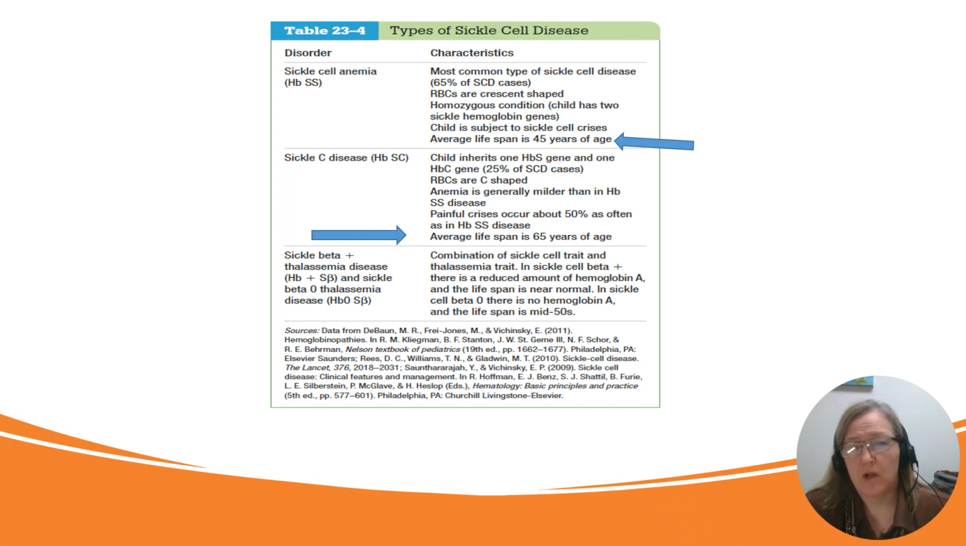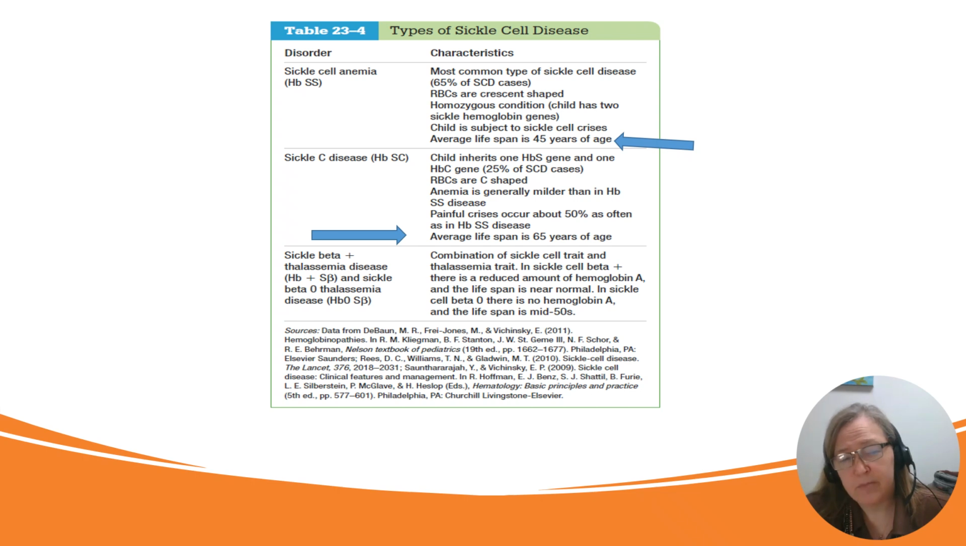There is more than one type of sickle cell disease. Sickle cell anemia type SS is the most common, and it does shorten your lifespan. This is about 65% of people with sickle cell disease, and it shortens your lifespan to about 45 years of age. This is why this is in the pediatric section, because the onset is from birth, and we want to teach kids how to manage it correctly to promote a longer life.